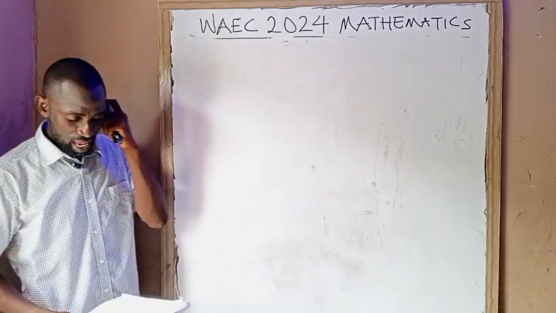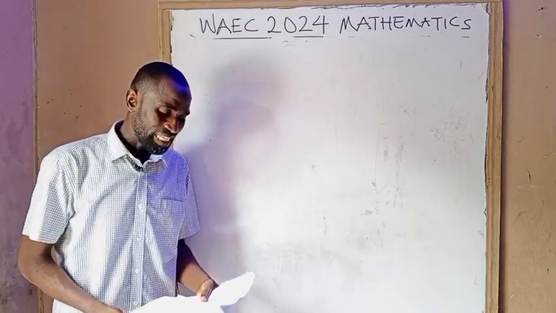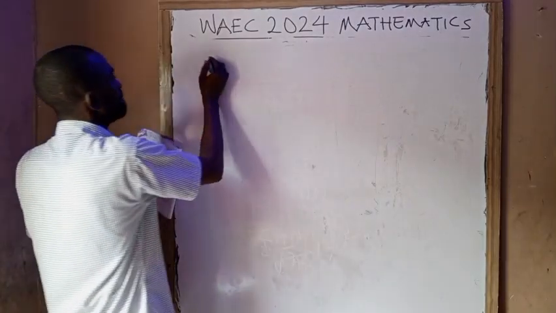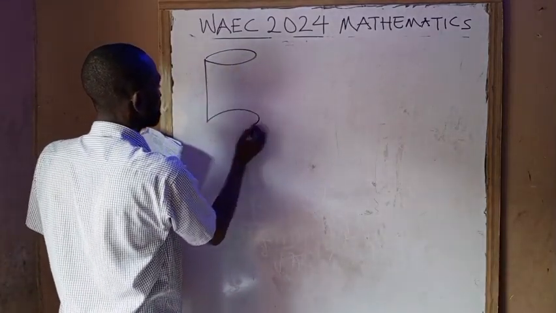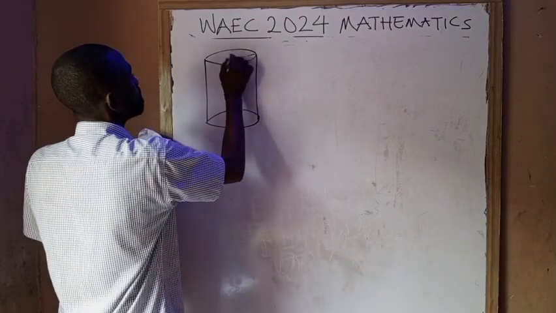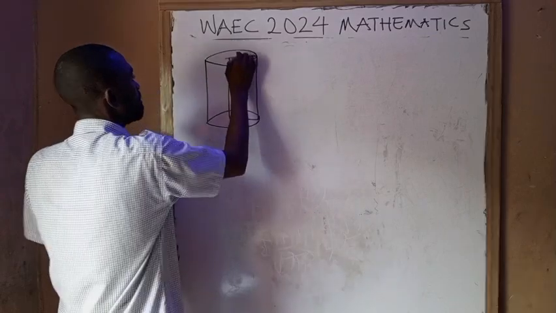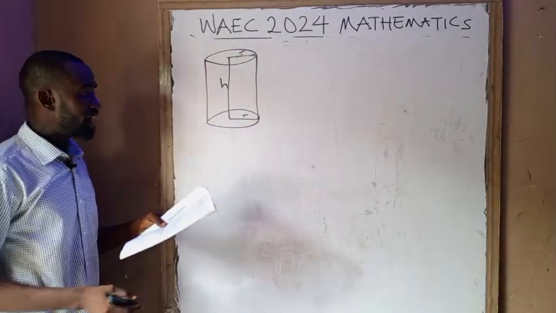Okay, so let's continue. A cylindrical metallic barrel. This is a cylinder. A cylinder is like this. I hope I'm correct with that. So this is the radius, and this is the height. The radius is here, and this is the height. So of height 2.5.